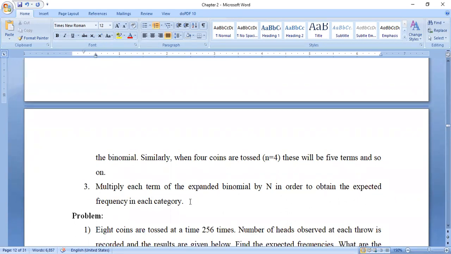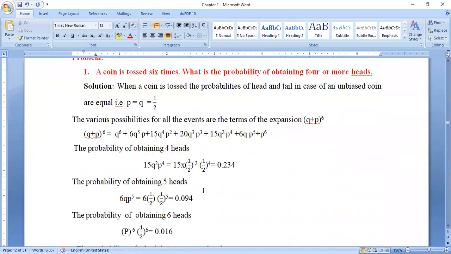Once again, see the previous problem carefully. In the binomial distribution, you observe that step: expand the binomial, q plus p power n. The power n is equal to 1 less than the number of terms in the expanded binomial. Thus, when two coins are tossed, n is equal to 2, and there will be 3 terms.